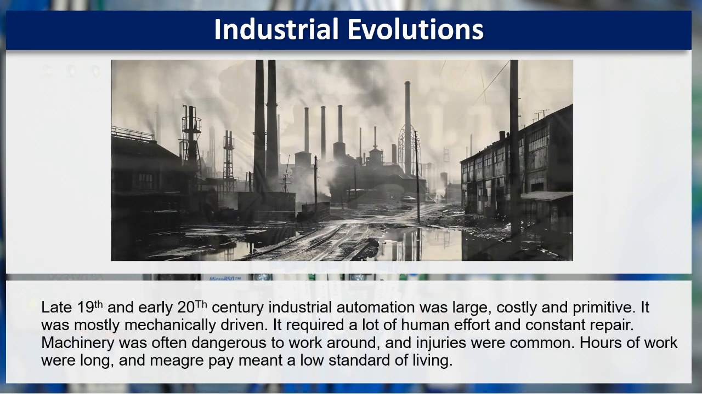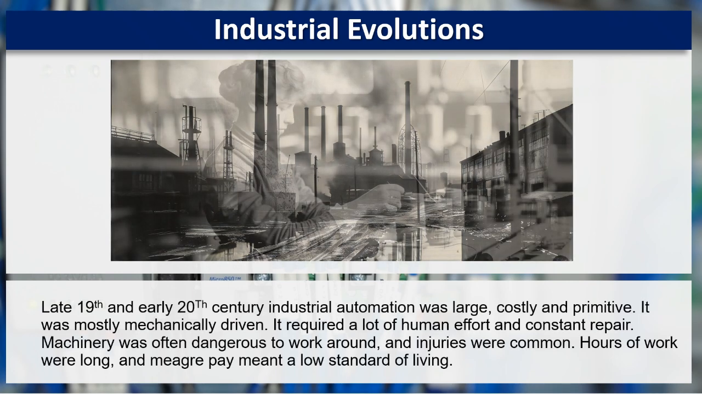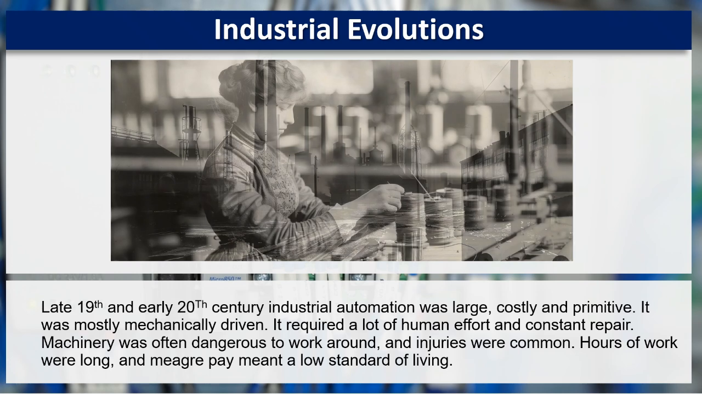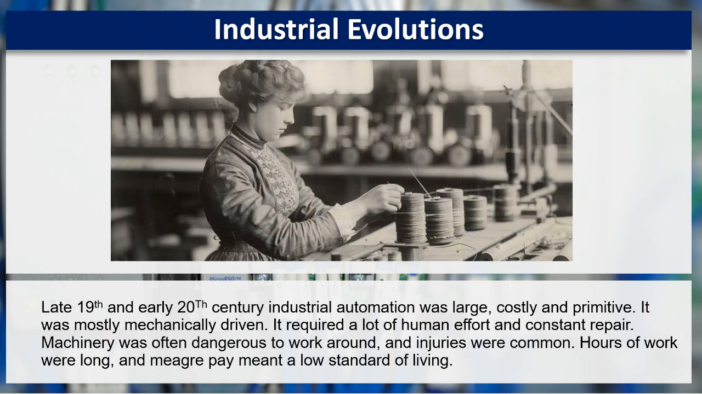By the late 19th and early 20th century, industrial automation was large, costly, and primitive. It was mostly mechanically driven and required a lot of human effort and constant repair. Machinery was often dangerous to work around and injuries were common. Hours of work were long and meager pay meant a very low standard of living.